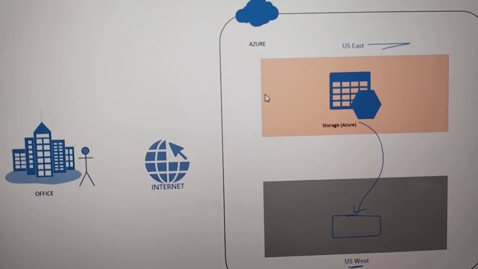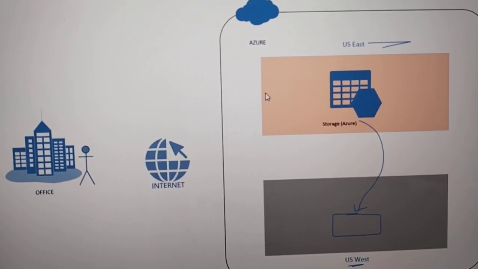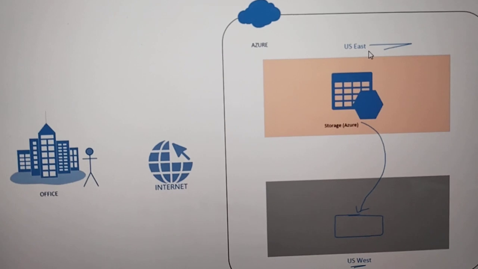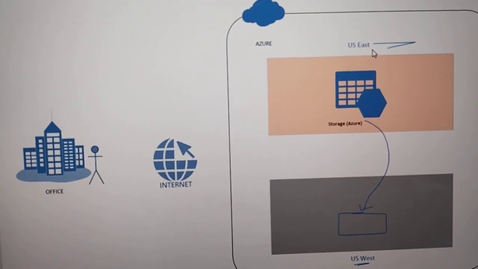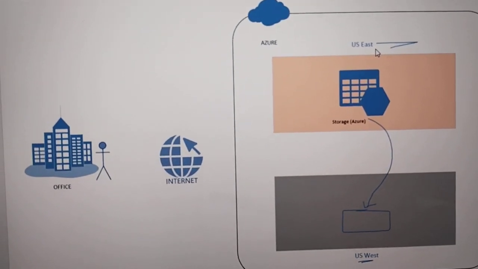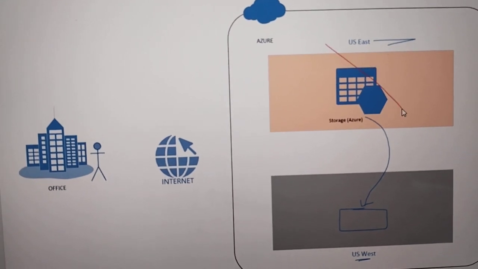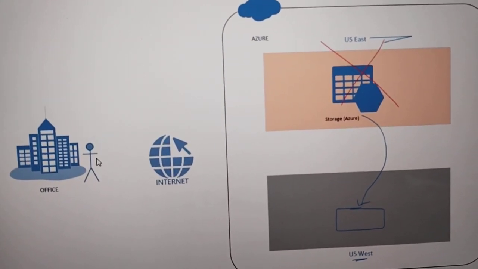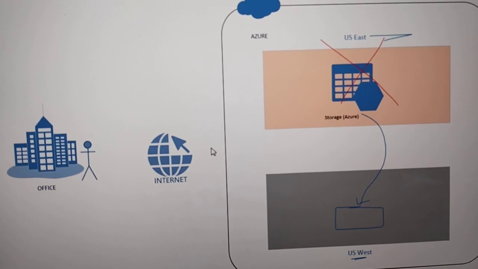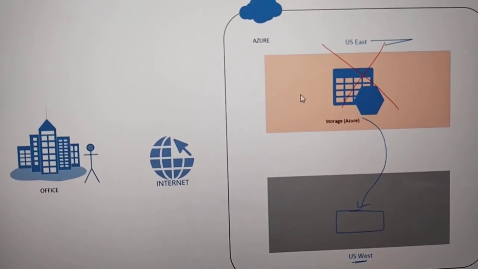So now what happens? Let's say there is a power failure at Microsoft data center in the US East region. It's highly unlikely, but there could be a disaster level event. So this whole region will go down. Now your users who were accessing this storage account will no longer have access to this.